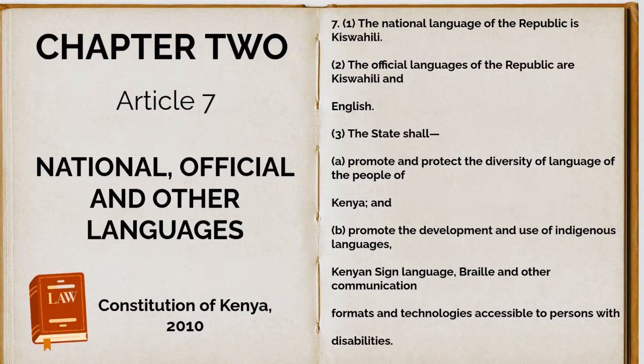Article 7, 1A. 2. The official languages of the Republic are Kiswahili and English. Official languages are English and Kiswahili. The national language is Kiswahili. And the state is mandated to enhance the language. Then the question is, do you have a child who is blind? What about the blind people? Do they read? Do they see? What about our colleagues who are disabled?